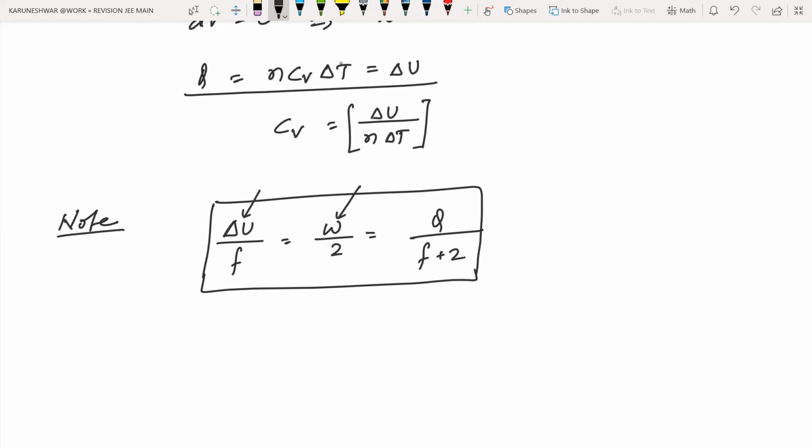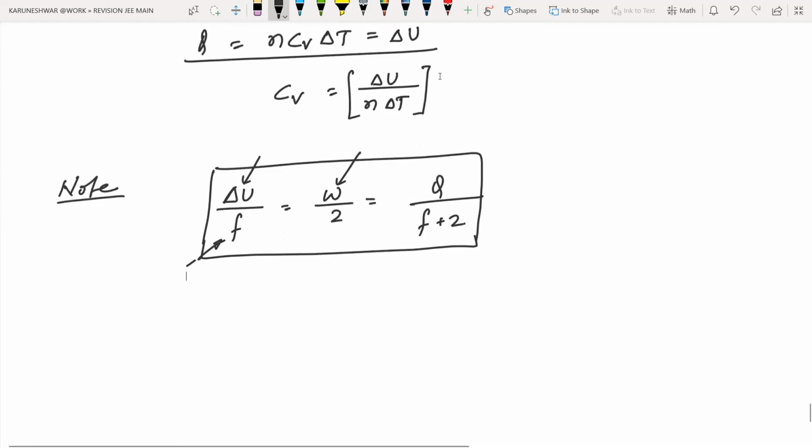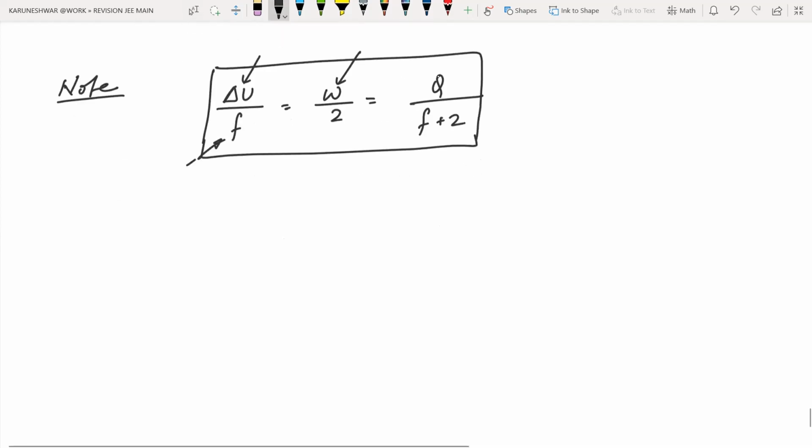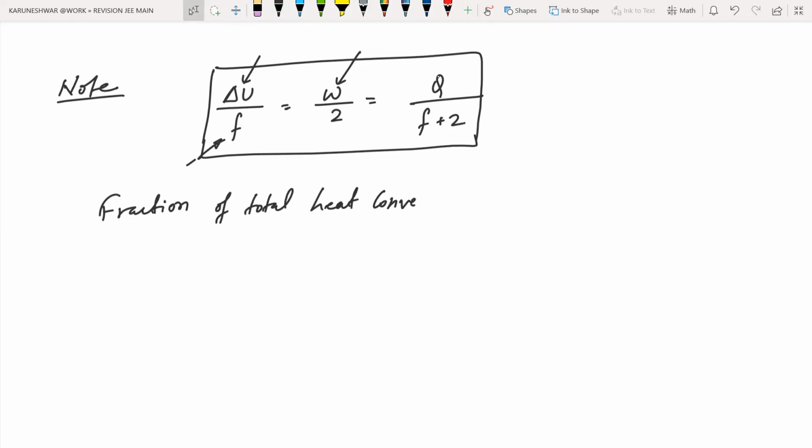And once you know the gaseous atom, you can write the degree of freedom also. So this relation is very important. On the basis of this relation only, you can have that fractional change. Sometimes it is asked that it is fraction of total heat converted to internal energy.